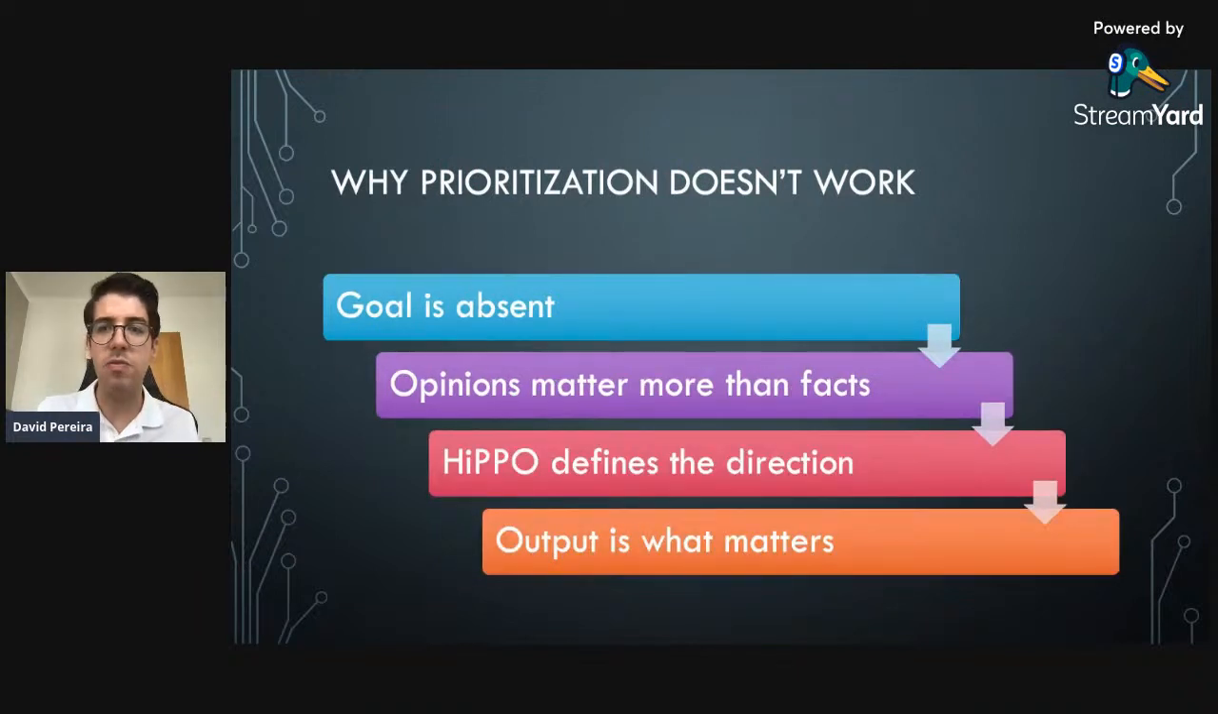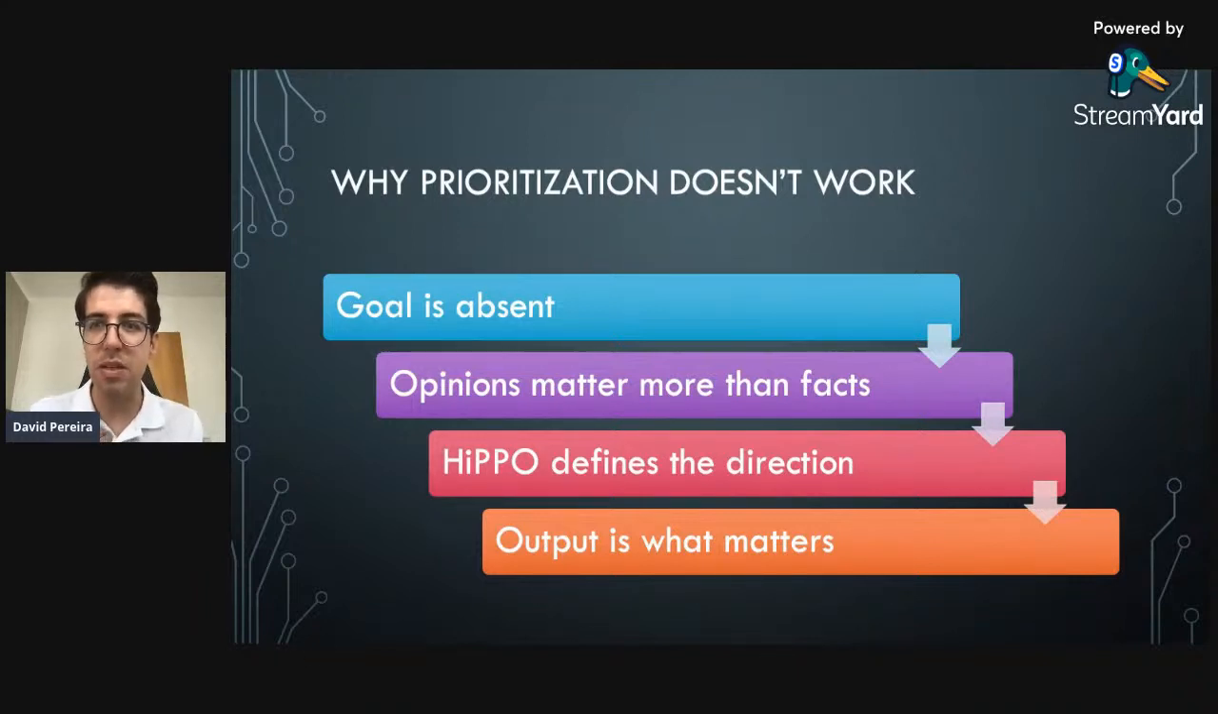And then, what is the focus? The focus is on the output. The only thing that matters is pushing more features live. And nobody cares if someone is using this feature as long as it pleases stakeholders. And this is a common challenge for all of us. And what can we do differently?